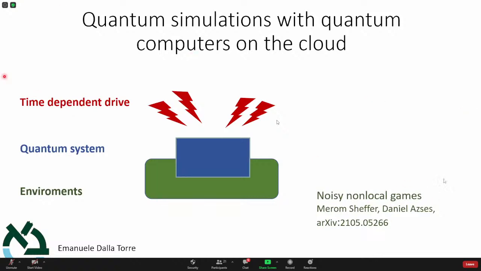So I see there is a question here in the chat.